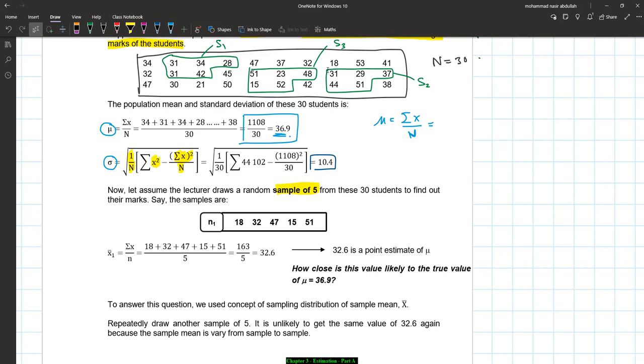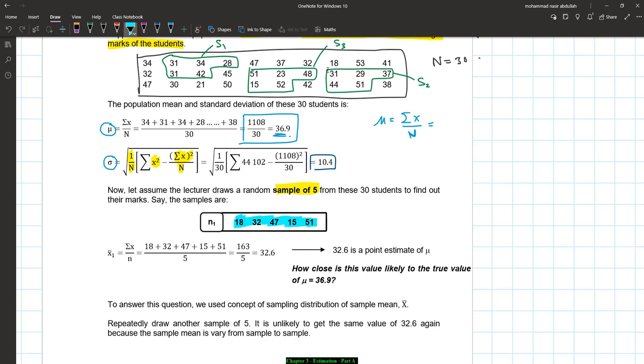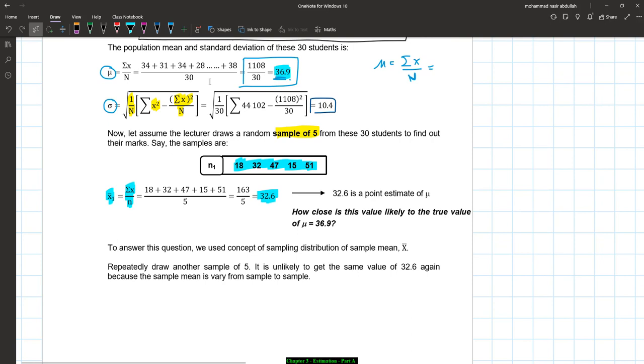So they measure the first sample, where n is equal to 5, with values 18, 32, 47, 15 and 51. We measure the sample mean of sample number 1: summation of x divided by small n. So we will get 32.6. If you compare 32.6 with the population mean of 36.9, can we tell how close the value is likely to be to the whole population? Although it is in the 30-plus range, it is still a bit far. Before we take another sample, look at this one. 32.6 is our point estimate of the point estimator mu.